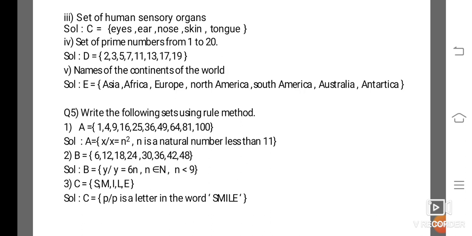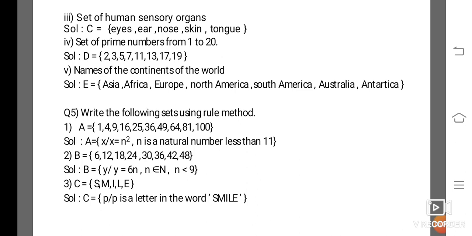Question number 5. Write the following sets using rule method. So A is equal to 1, 4, 9, 16, 25, 36, 49. Now if we consider these numbers, all these numbers are perfect square numbers. So we write x such that x is equal to n square and n is a natural number less than 11.